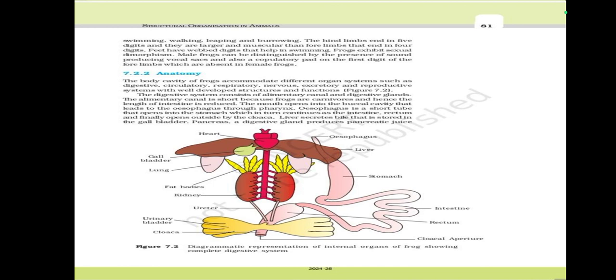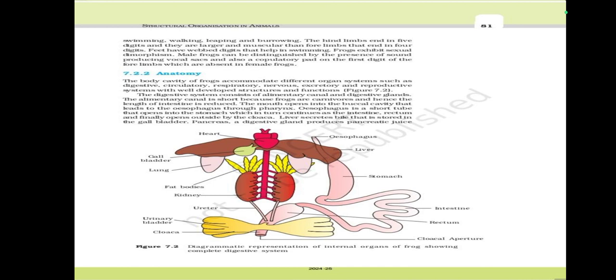Frogs exhibit sexual dimorphism. Male frogs can be distinguished by the presence of sound producing vocal sacs and also a copulatory pad on the first digit of the forelimbs, which are absent in female frog.